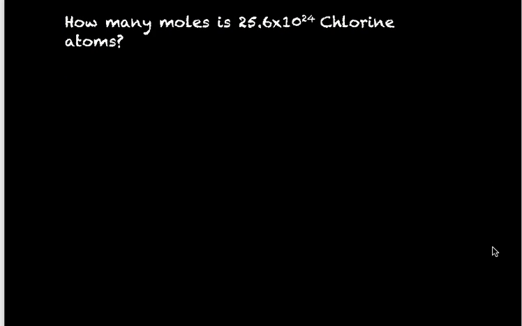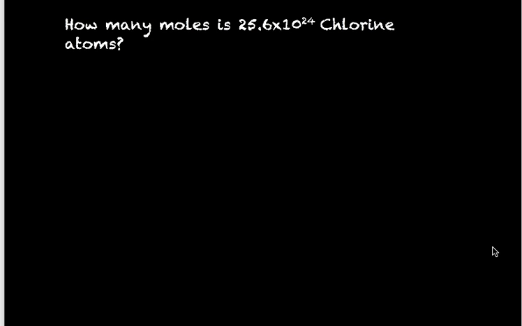Let's try another one. How many moles is 25.6 times 10 to the 24th chlorine atoms? Now we don't need to be concerned that it's chlorine, as I stated previously. We need to find moles. So first, start with what we have. We have 25.6 times 10 to the 24th chlorine atoms.